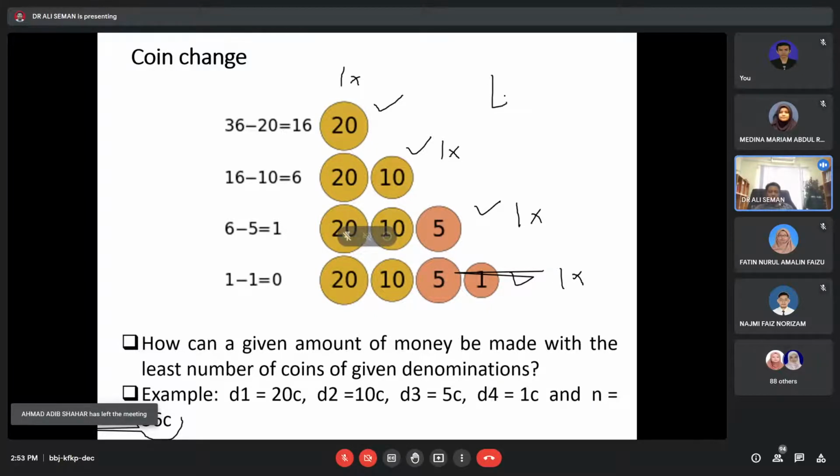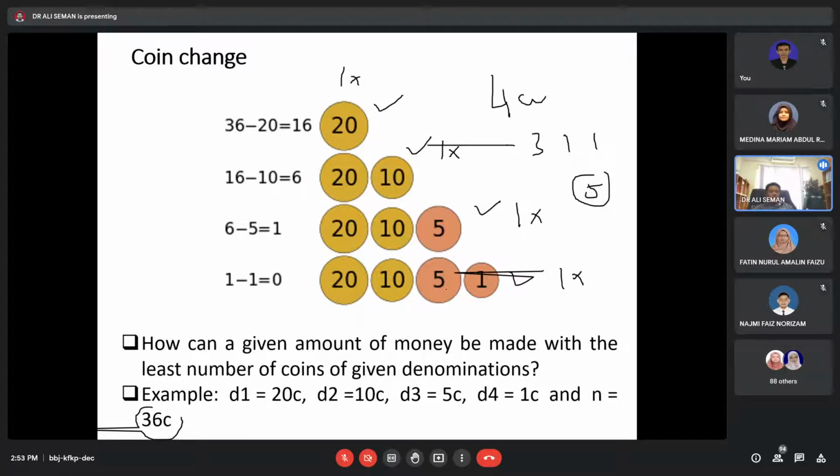This is the least, right? If we take 10, maybe start with 10, we have 30 minus 10, so we have 3 coins of 10, right? 3 coins of 10, remaining 6 here. We have 1 coin of 5, and 1 coin of 1. So altogether it becomes 5 coins. This is not the least.